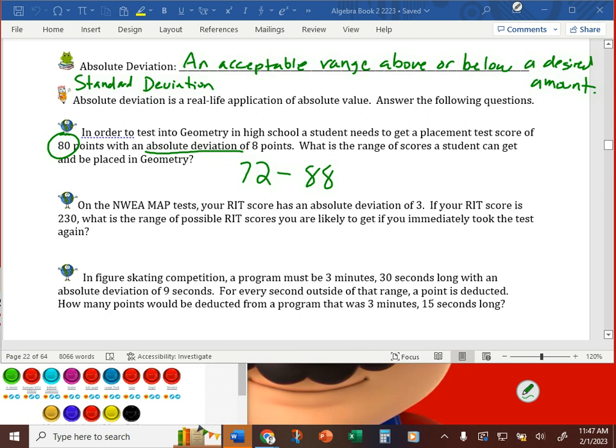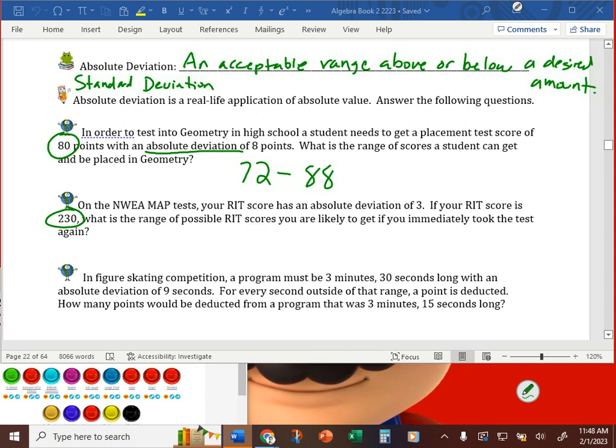On the MAP test, your RIT score has an absolute deviation of 3. This is actually fact. Every time you take the MAP test, there's an absolute deviation of 3 because they take into account the fact that on some you guess. Maybe one day you have a good guessing day, one day you have a bad guessing day. If you were to take the test again the very next day, it is very likely that you would get in the plus or minus 3 range of your score. So if your RIT score is 230, what is the range of possible RIT scores you are most likely to get if you immediately take the test again?